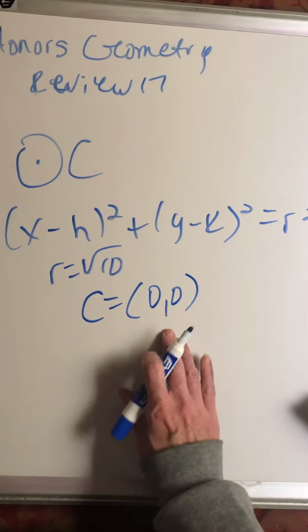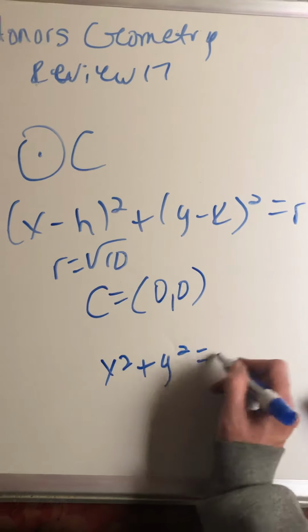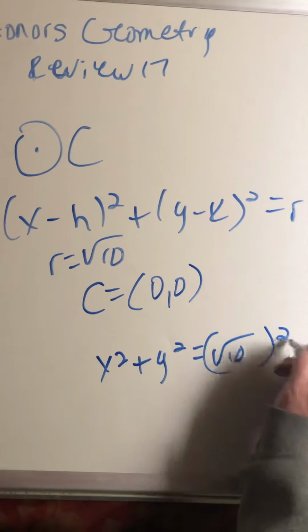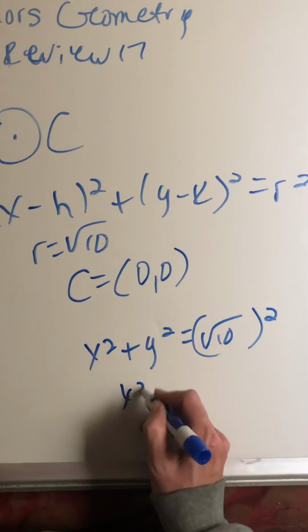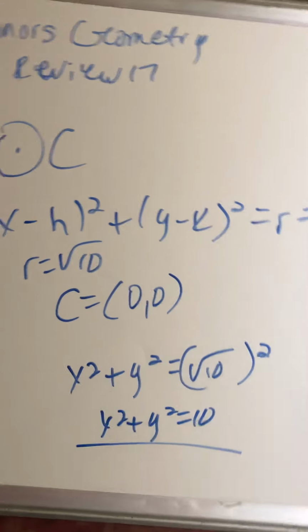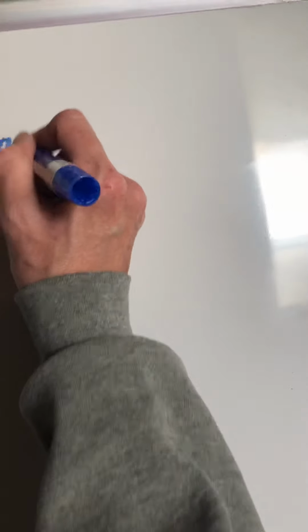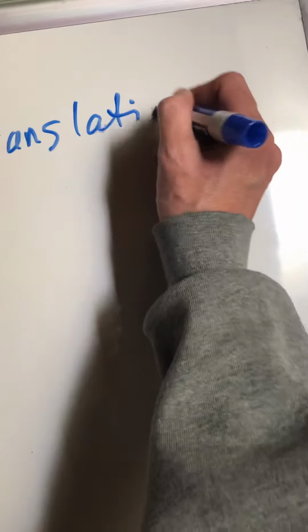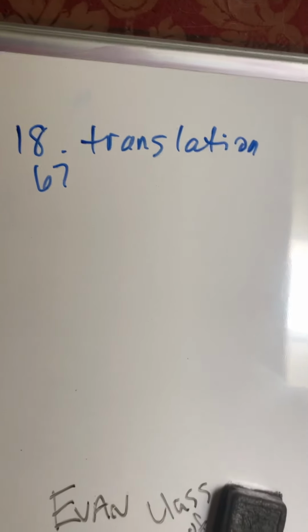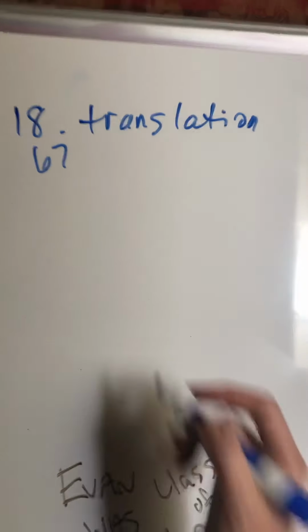When your center's at the origin, it's just x squared plus y squared. And it's the square root of 10 squared. Don't leave it that way. That's x squared plus y squared equals 10. Then number 18 is a translation. You need to go back and look at lesson 67. All of these have the little numbers underneath it. Go back and look at lesson 67 and know the difference between translation, reflection, rotation.